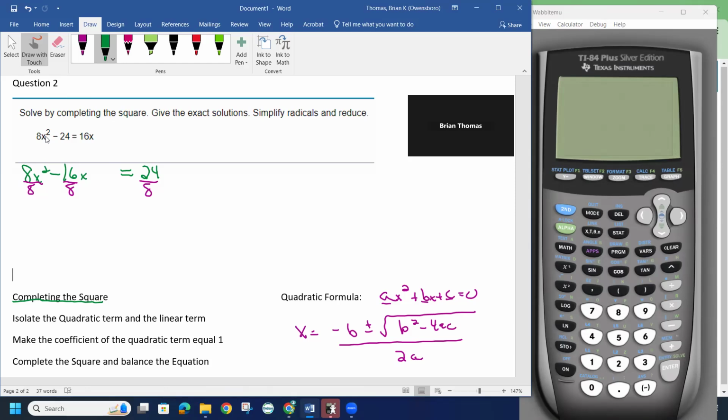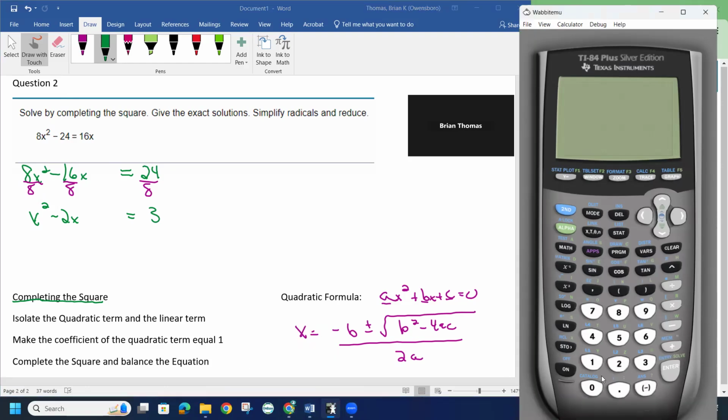So the 8's cancel out and give me x squared. 16 divided by 8 would be a minus 2x, and then 24 divided by 8 would be a 3. So we've got what we need here. Now, to complete the square, we take half of the negative 2, which means divide by 2. Half of negative 2 would be negative 1.